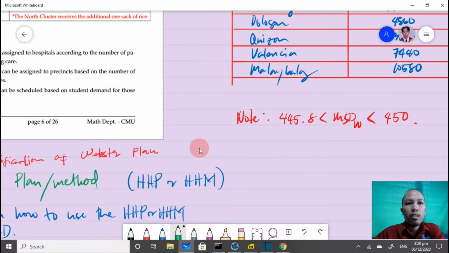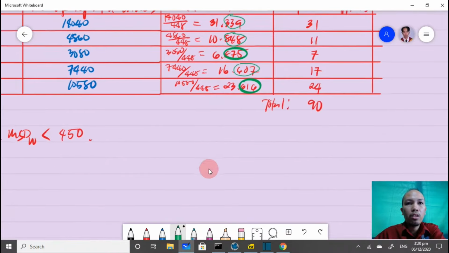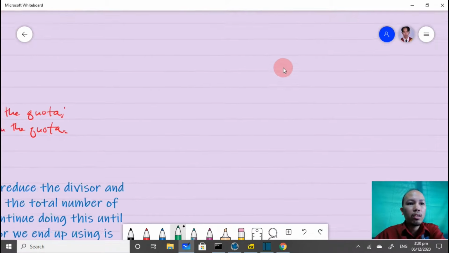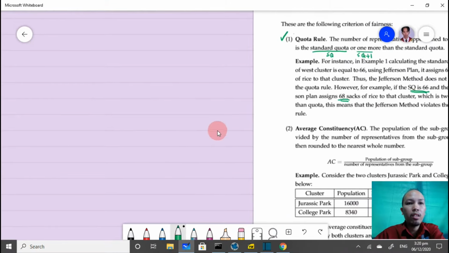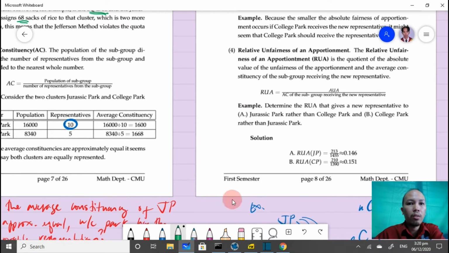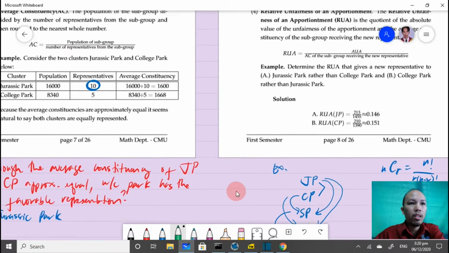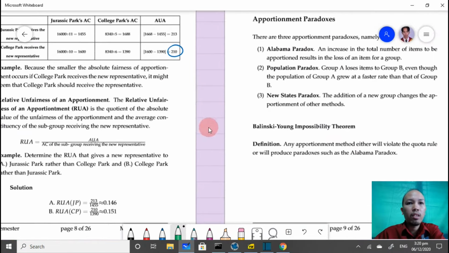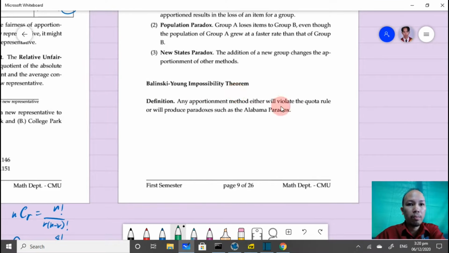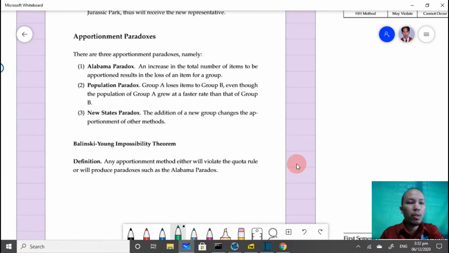Okay, so I guess we are done with the discussion of the fairness in apportionment, and I guess we are now ready to discuss the Balinski-Young impossibility theorem. Okay, so just wait for a moment. We are now going to discuss the Balinski-Young impossibility theorem, this one here.